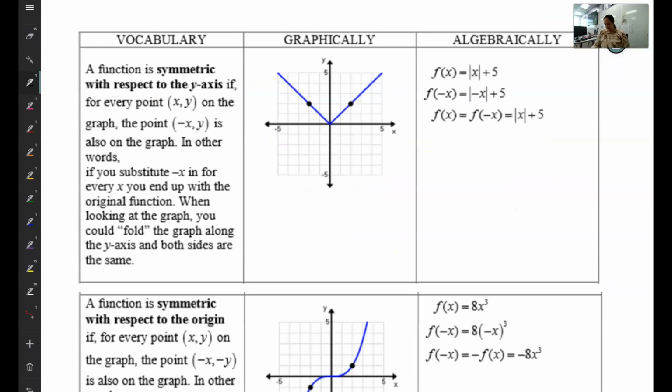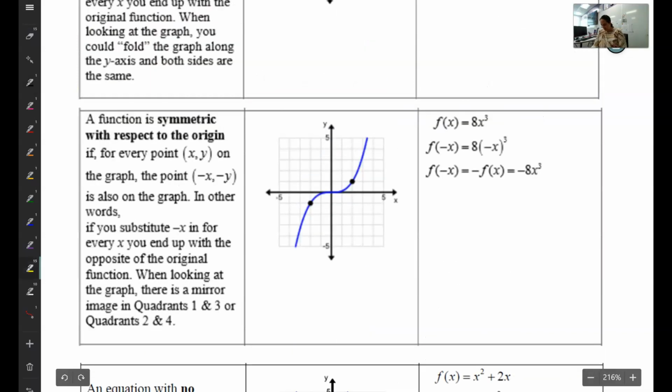Last pieces of symmetry. We have symmetric to the y-axis. So it's just symmetric across the y-axis. Looks the same. This is also called aka an even function.